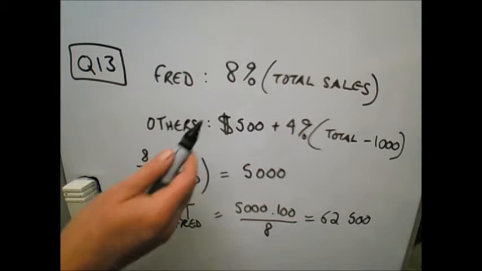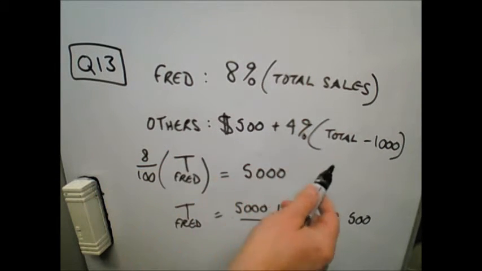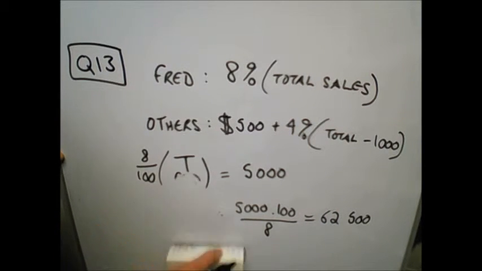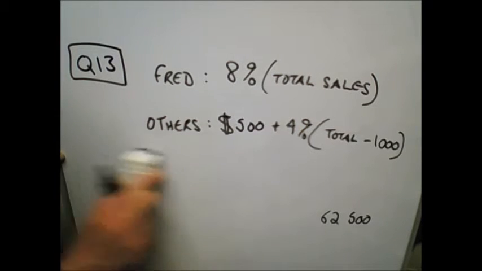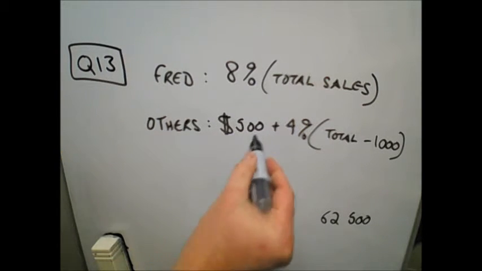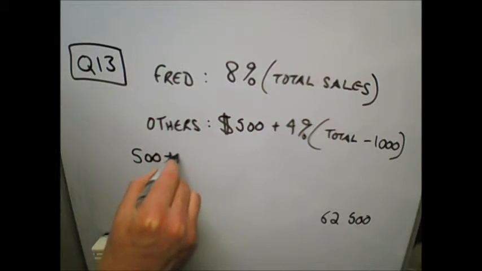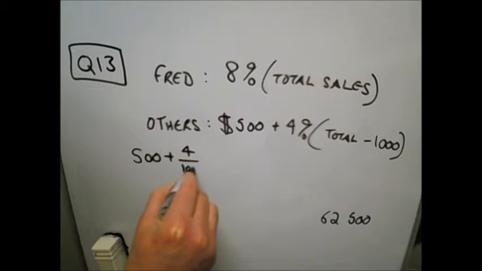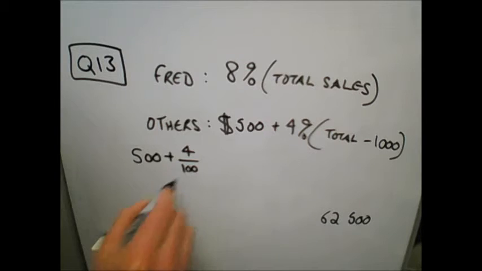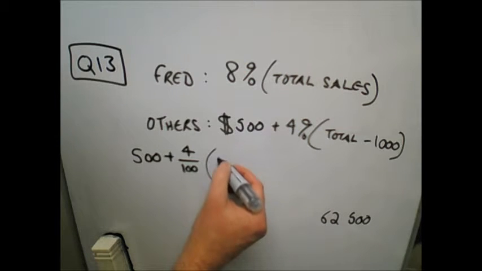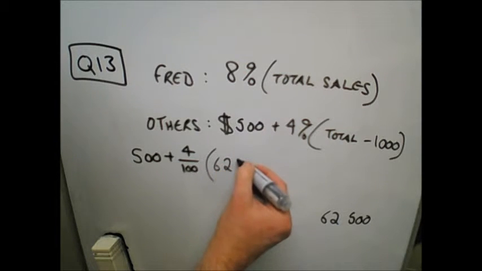This 62,500, very simply, we're going to put that into the second equation so that we can calculate how much the other salespeople took home. Okay, so we have 500 plus, again, 4 over 100. You could cancel that to 1 over 25. All our students learn very quickly the most common conversions of such things into fractions.